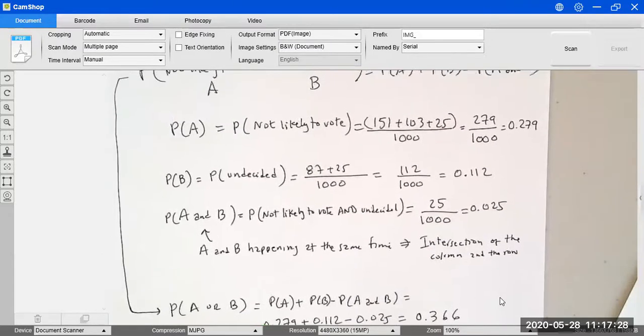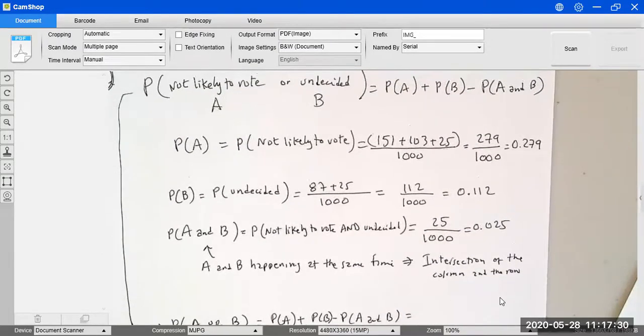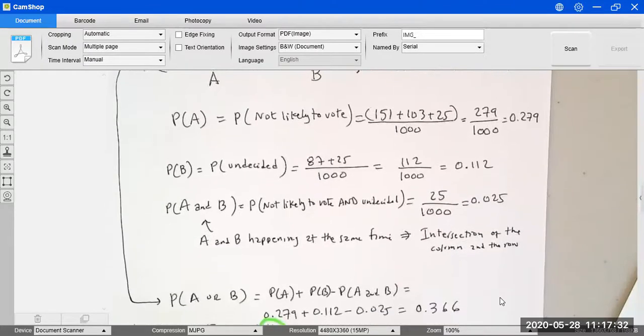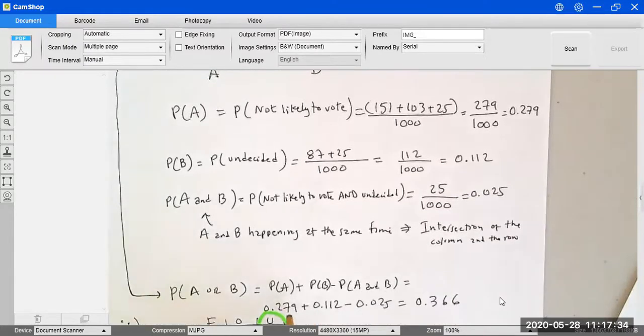Then we just apply the formula. We have the formula on the top, and we're going to copy the formula here and use the values that we just obtained: 0.279 plus 0.112 minus 0.025 equals 0.366. So this is the solution of the problem if you use the formula.